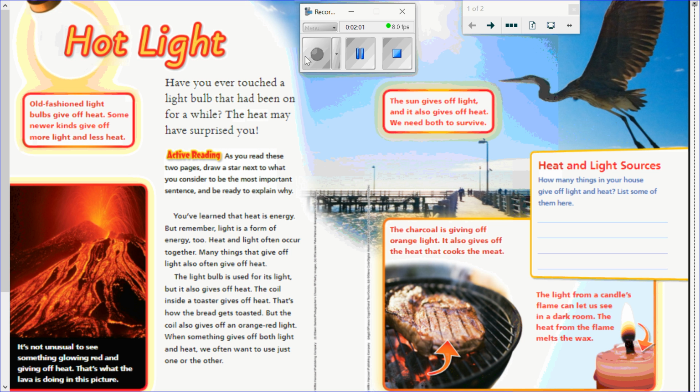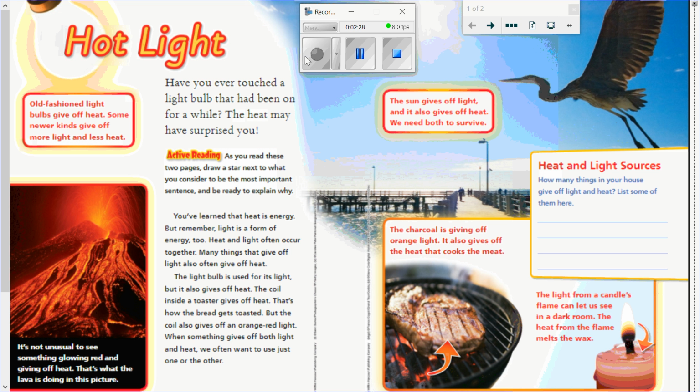It says, hot light. Have you ever touched a light bulb that had been on for a while? The heat may have surprised you. You've learned that heat is energy. But remember, light is a form of energy too. Heat and light often occur together. Many things that give off light also give off heat. The light bulb is used for its light, but it also gives off heat.